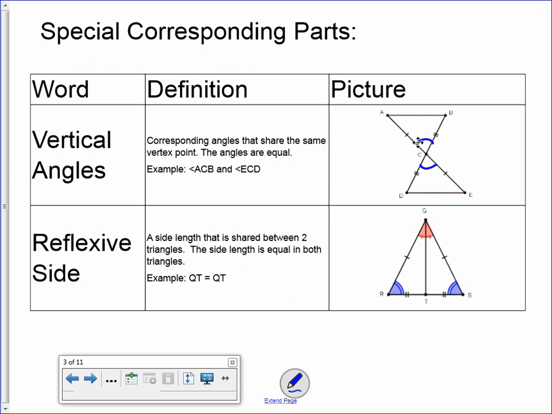The second item is what we call a reflexive side. A reflexive side is a side length that is shared between two triangles. The side length is equal in both triangles. For example, in the picture above, we're told that we have two sets of congruent sides, but you can find a third set. It is this shared side between the two triangles. So we can add that to our evidence list. These are not always going to be featured in every single problem or picture, but they could be present, so you want to look out for them.